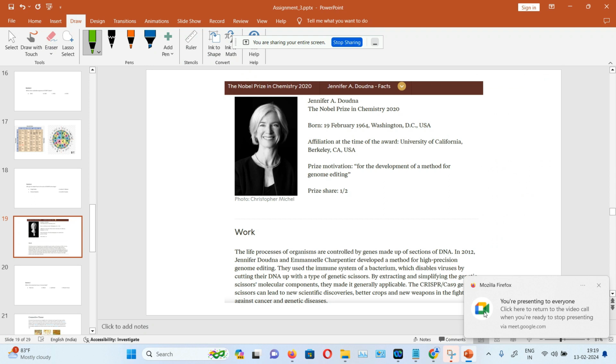So yeah, this is Jennifer A. Doudna. She got the Nobel Prize for this CRISPR-Cas9 technology, which is actually a genetic scissor, with which you can cut a portion of your DNA and put something in its place. It is very useful, and it's a very big leap in molecular biology studies. Okay.